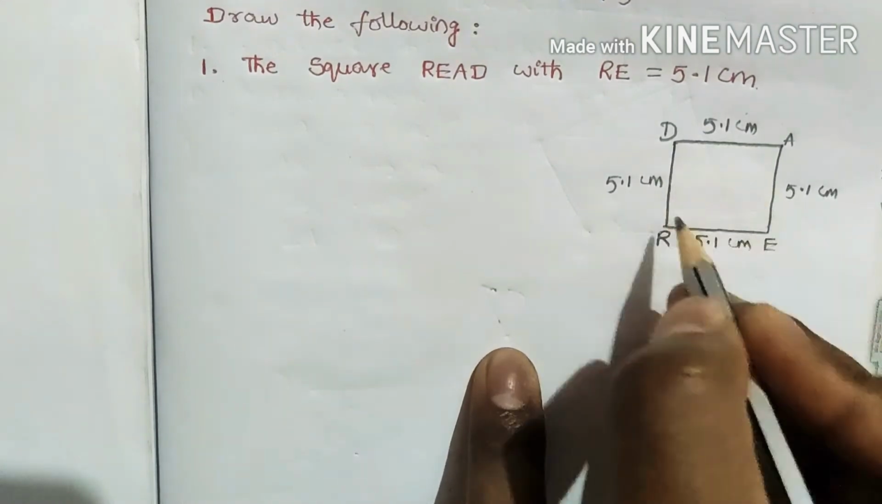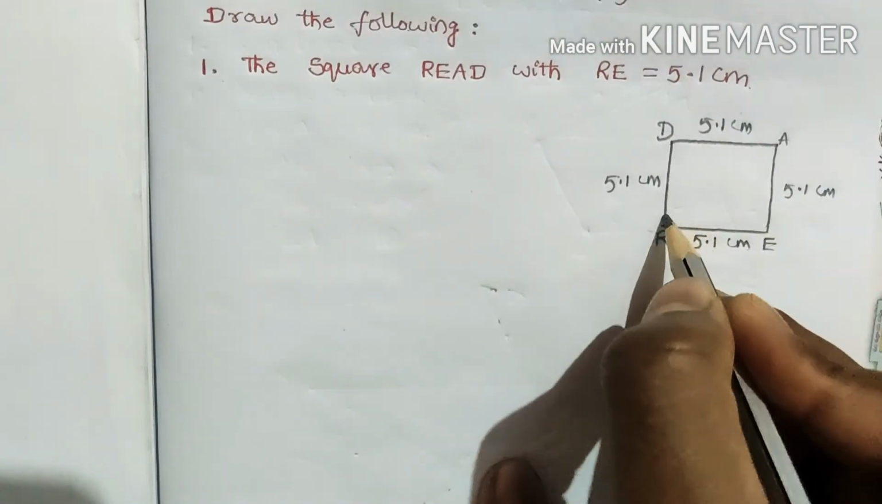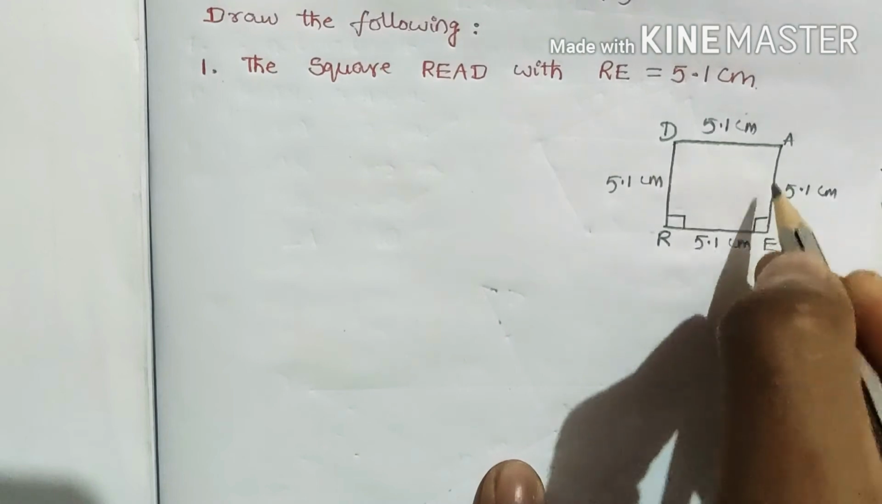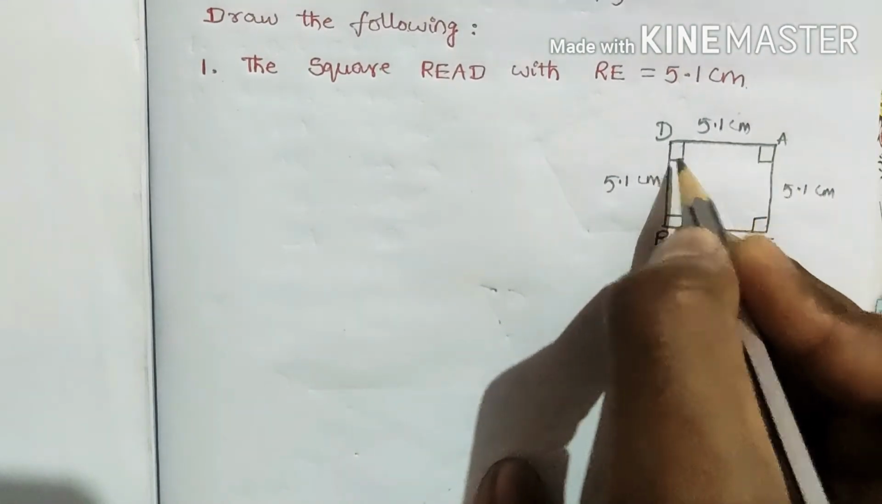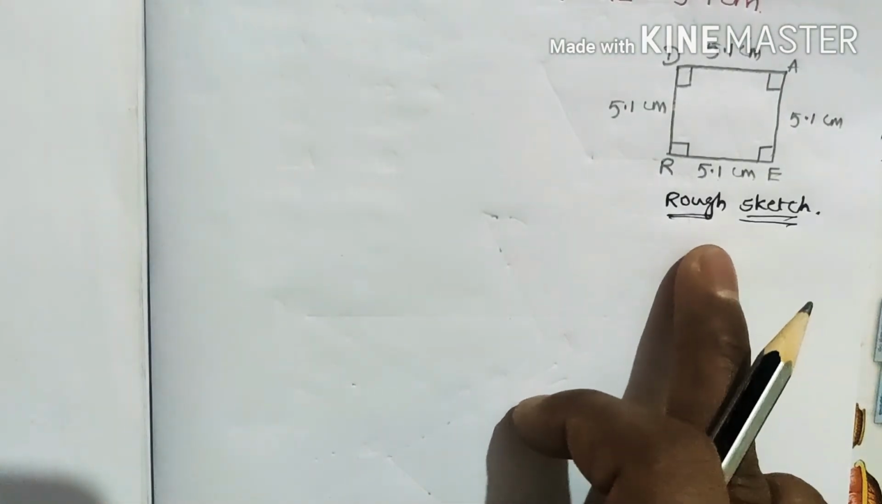We know that each and every interior angle is a right angle in a square, so everywhere 90 degree is there. This concept also is useful to construct this figure. This is the rough sketch of the given figure, square READ. First we have to go to the baseline. What is the baseline? RE is the baseline with length 5.1 centimeter.